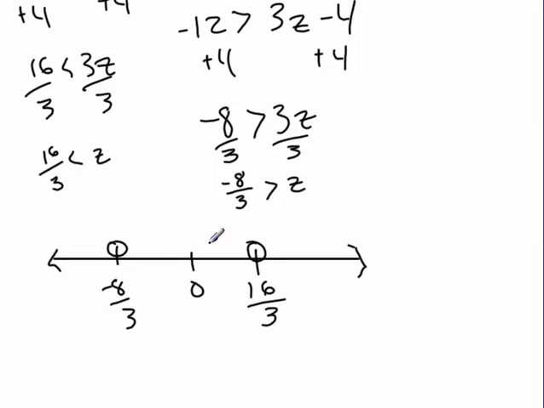Now, I need to be very careful as to how I do this. This tells me that z is bigger than 16 thirds. Notice Pac-Man eats the bigger, right? So this one is saying that z is bigger than 16 thirds. Here's 16 thirds, so I shade to the right. This z is smaller. It's on the small side, so z is smaller than negative 8 thirds, meaning I shade to the left of negative 8 thirds.